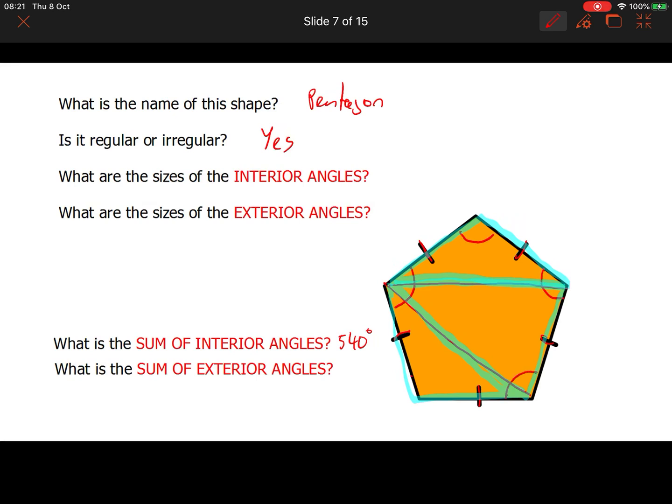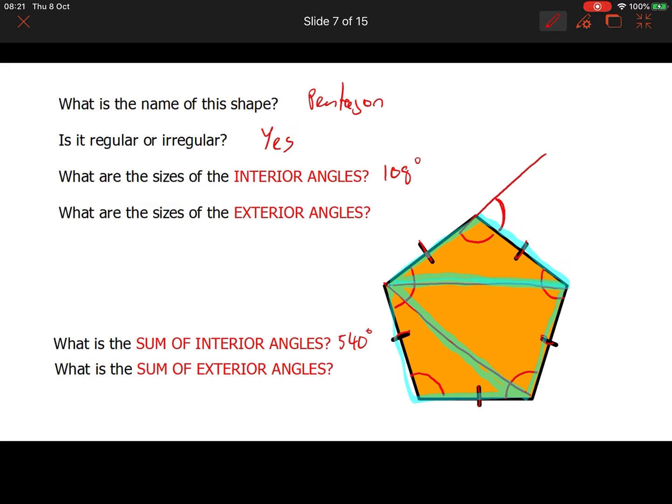So how can I know what the size of one interior angle is? Well, if they all add up to 540, and there are 5 of them that are all the same size, I can just do 540 divided by 5, and I'm told that's 108 degrees. Okay?